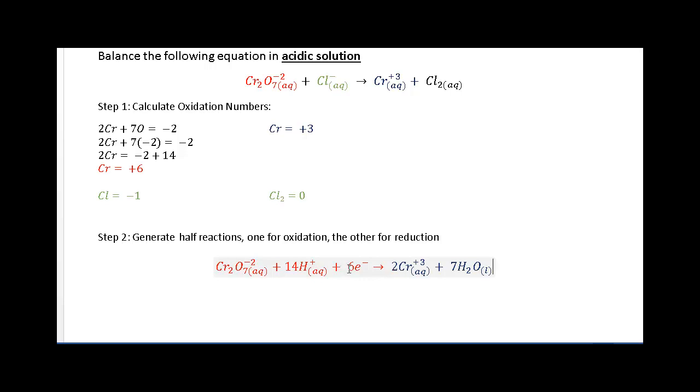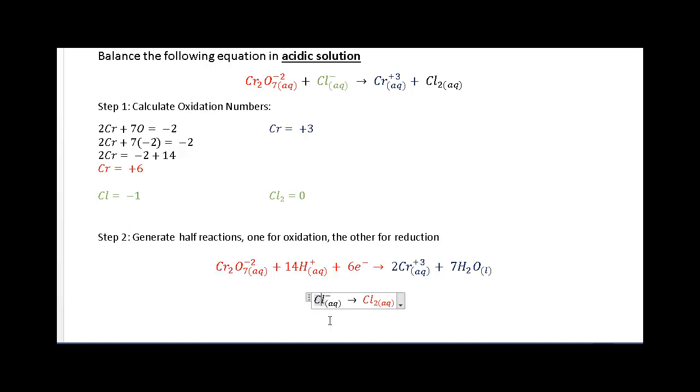Furthermore, it is a reduction half reaction. Gain of electrons, reduction. Electrons are on the reactant side, so this is a reduction half reaction. Our next step is to balance the remaining half reaction, which obviously has to be oxidation. If this is reduction, then Cl going to Cl2 is going to be the opposite, which is oxidation. So let's go ahead and balance that. So here's our second half reaction.